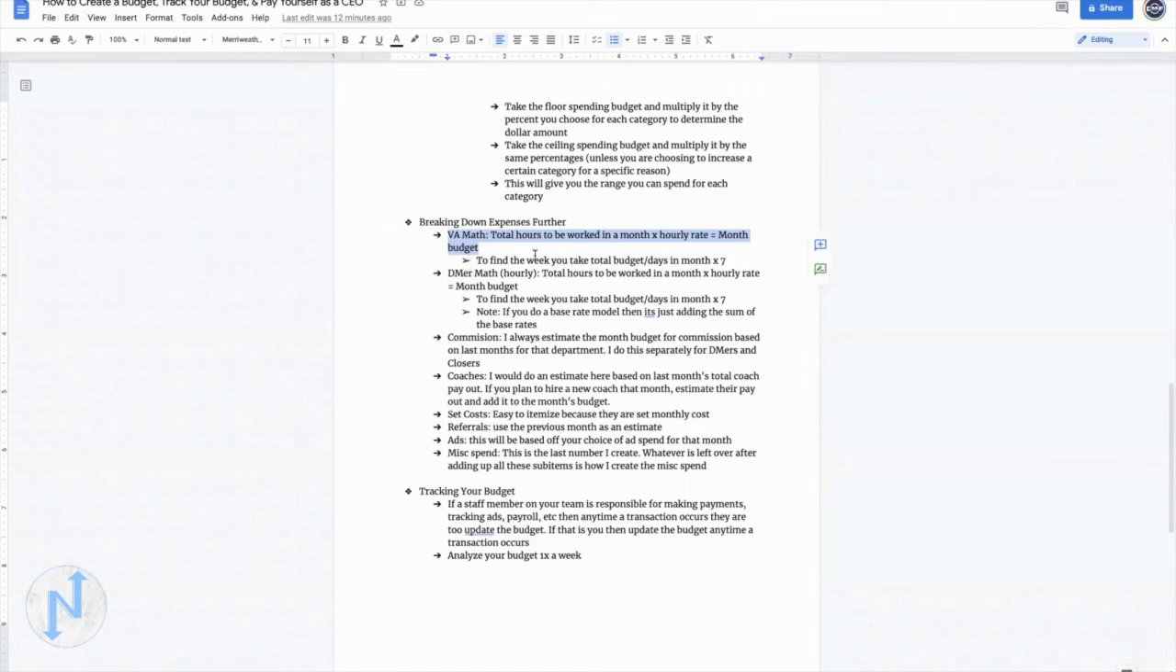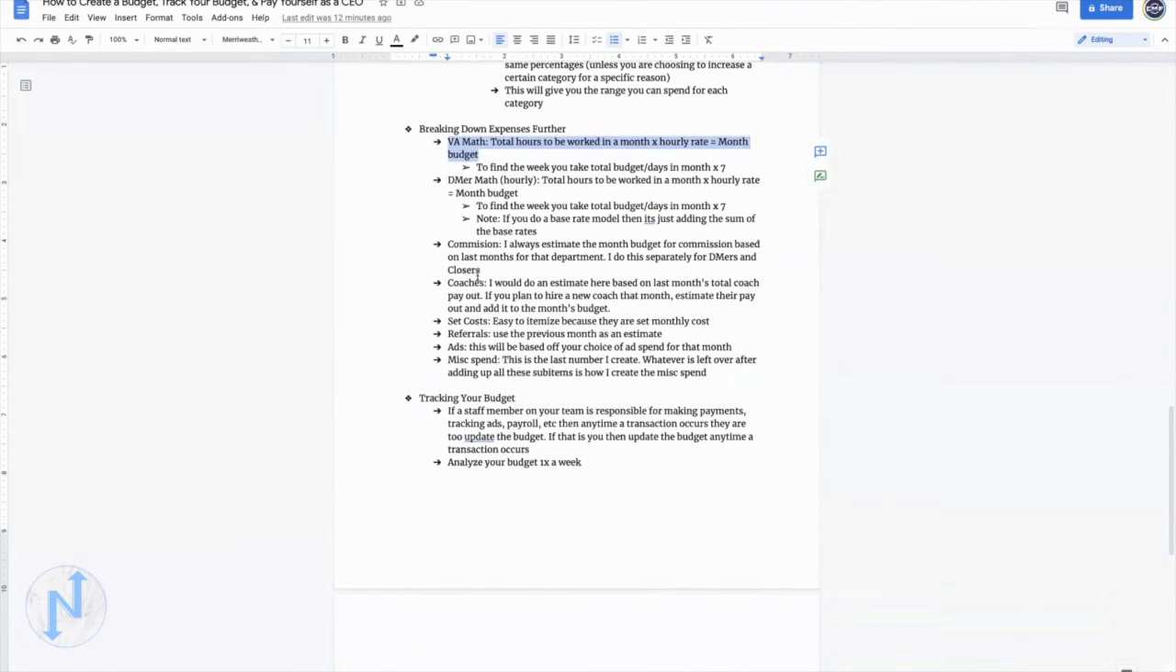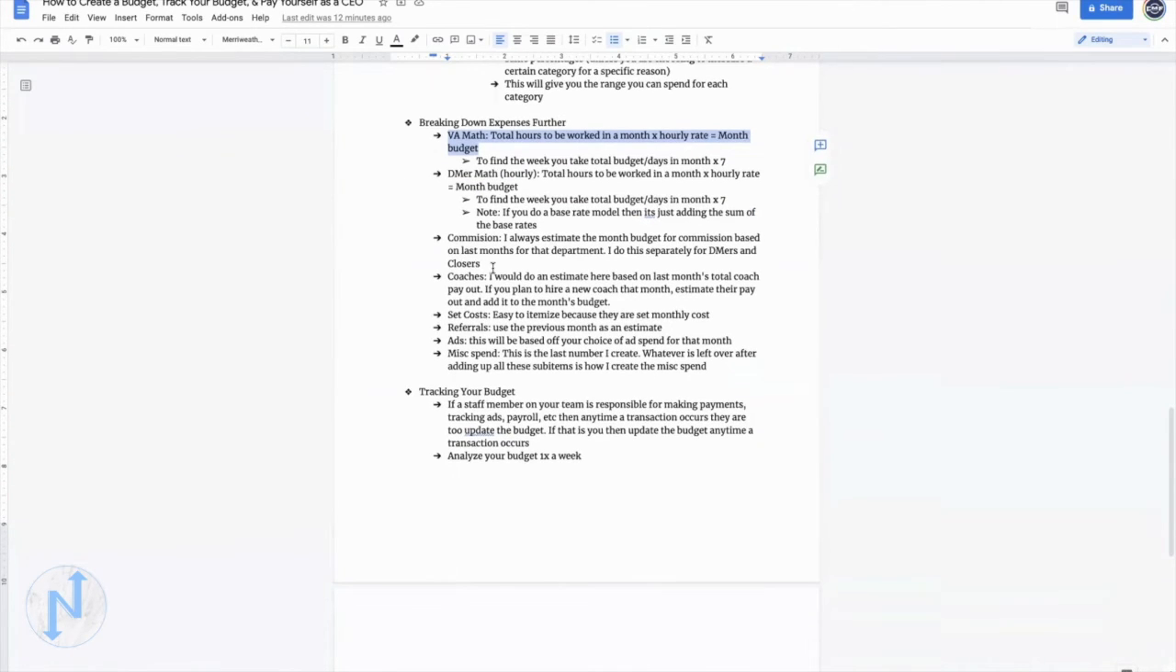Okay. To find the week, all you have to do is take the total budget, divide it by how many days are in the month, and multiply it by 7. That will give you the weekly budget. The same thing for DMer. The same math equation for VAs is what you would use for DMers. However, if you do hourly rate, it's the same equation. But if you're going to do a base pay, it's just the sum of everyone's base pay. So super simple, right? And to figure out the week, you take that total budget divided by how many days are in the month, multiply it by 7. Easy, right? Very easy.